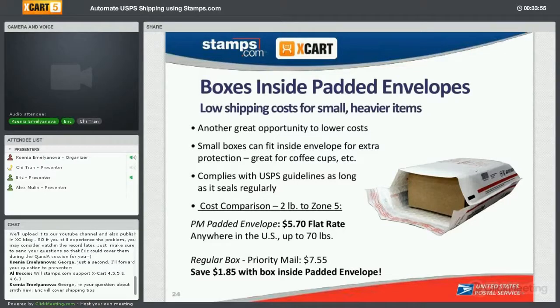Their only guideline here is that the envelope must close properly. You can't tape the envelope or do anything like that to make sure it closes. As you can see in this example, the box leaves a little extra room, so when you go to close that flap, the envelope can close correctly. You can put tape over the envelope as well, but it can't have any gaps. The envelope must seal correctly, and then any tape is just additional security. So this is another great option, and it's basically you can ship anywhere in the U.S. for $5.70, and that's up to 70 pounds. As you can see in the example here, if we were shipping with priority mail, it would be $7.55. So it's a great way to save $1.85.